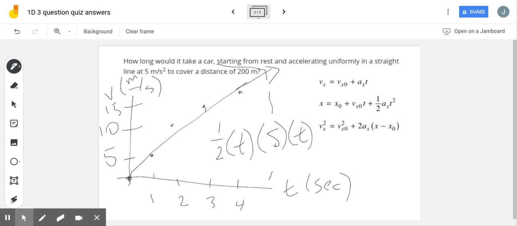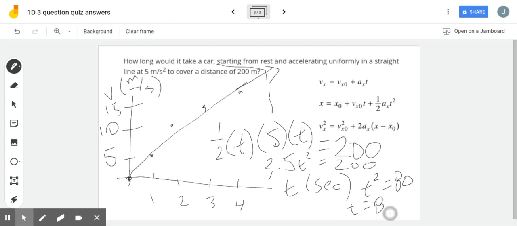So really what we get is that we want our area to be 200, and that's 1/2 times t times 5t. 5t is, again, the vertical, the velocity. Okay, so this gives us 2.5 t squared, and that's equal to 200. So if you divide 200 by 2.5, you get that t squared equals 80, and you get that t equals 8.9 seconds. And 8.9 seconds, I believe, on the quiz rounded up to 9.